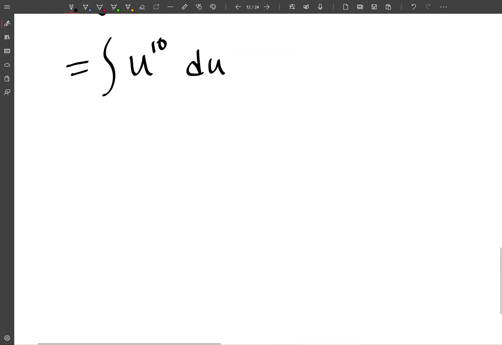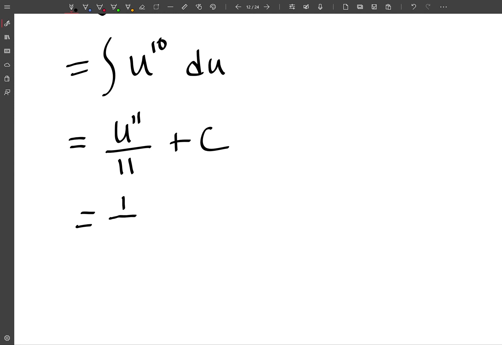All right, now I know how to take my antiderivative. I'm going to add 1, divide by that 11, that new exponent, and of course add c because this is an indefinite integral. Now I go back and do my substitution. This is 1 over 11. This becomes 2 plus sine of x to the power of 11 plus c.